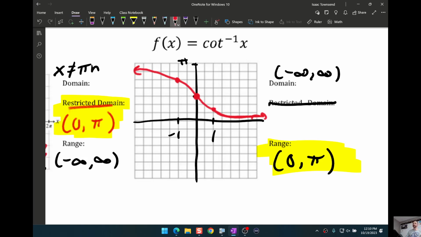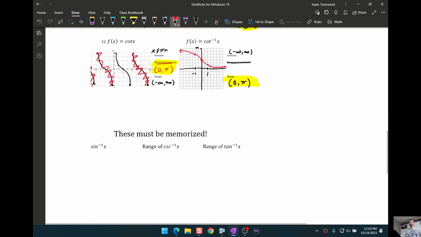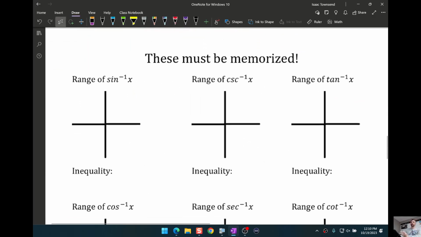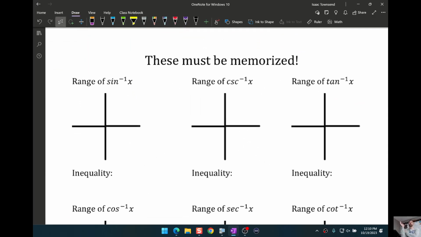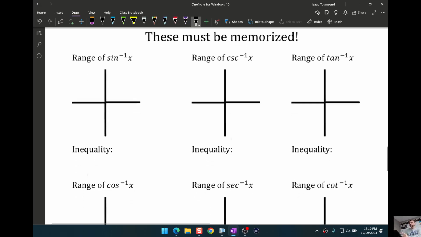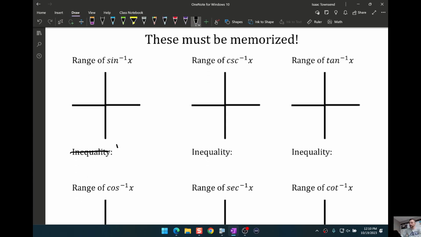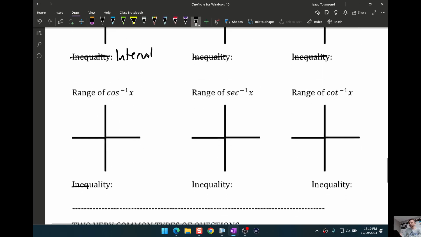So all of those 6 ranges of inverse trig functions are the ones we need to memorize. Realistically, you don't want to have to go through all of that work. I did that for you one time so that I'm not just telling you to memorize them and you have no context of where they're coming from. But on this page, I've got a different way to visualize these for you. And I know this says inequality, but we're going to do interval notation.